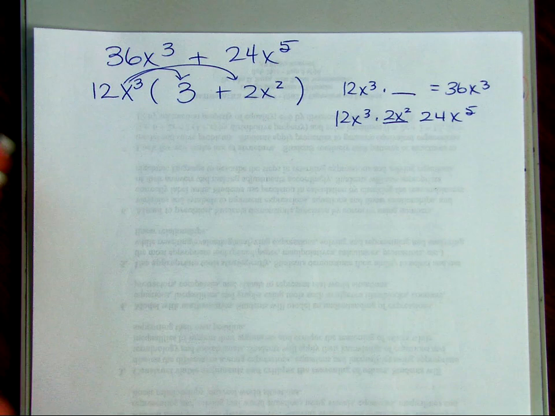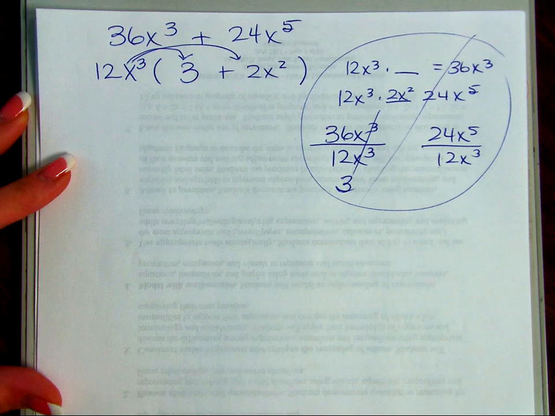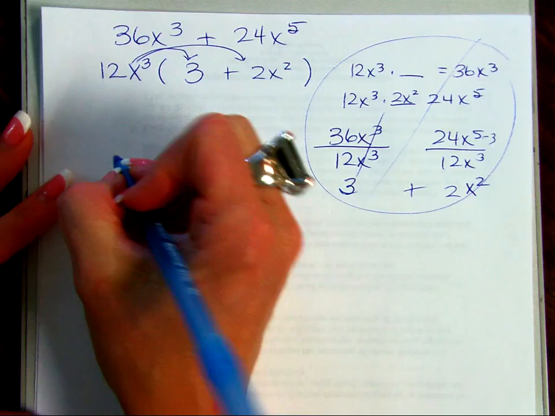Just 3. Why not any x's? Because I don't need any more, right? What if I put an x there? That would be x to the fourth, and it's not. So then, what did I multiply 12x to the third by to get 24x to the fifth? This is where your exponent rules come in awfully handy, right? 2x to the second. Because you know that your exponents have to add up to give you 5. So that is this answer.